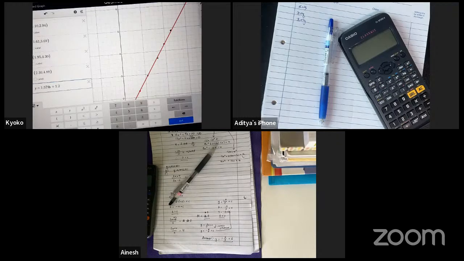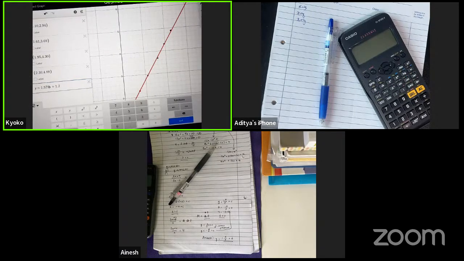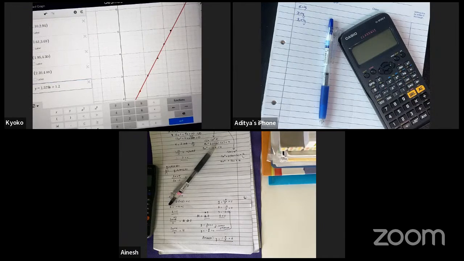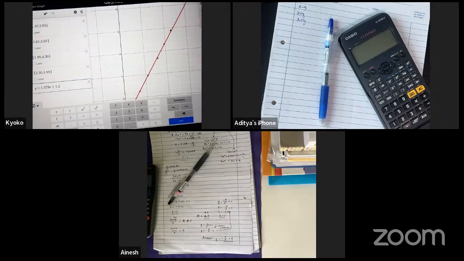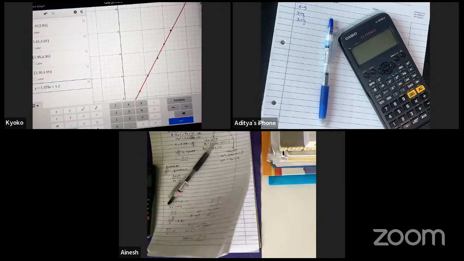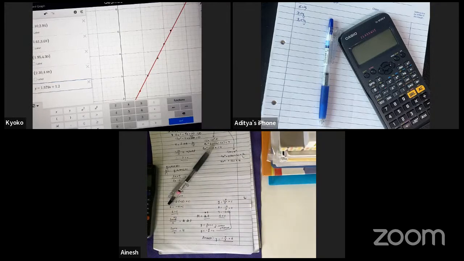Now, your M is over here, right? 1.56, correct? Your C will be 1.2. That is your line. Can, Aditya and Kyoko? Now, what this means to the question, right? This original question is that we do all that. And then your gradient, your M, is going to be equal to B. Your y-intercept is going to be equal to ln A. I'm going to write that down. 1.56 equals B. 1.2 equals ln A.